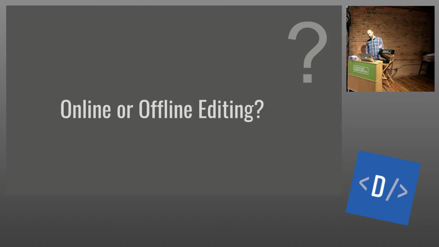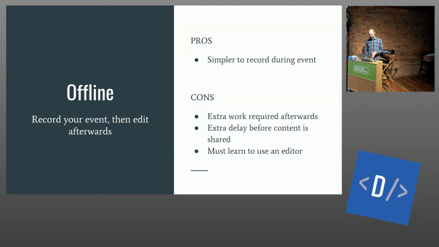The other question is whether you want to do online or offline editing. So what that means is there's kind of two ways that you can take your video and add titles and content and things like that to it. So offline, where you record your event and then edit it in something like iMovie or another tool like that afterwards. The pros is that it keeps things really simple during the event, right? There's less things to go wrong, and especially when you're first getting started, it can be nice to kind of have that recording to edit later.